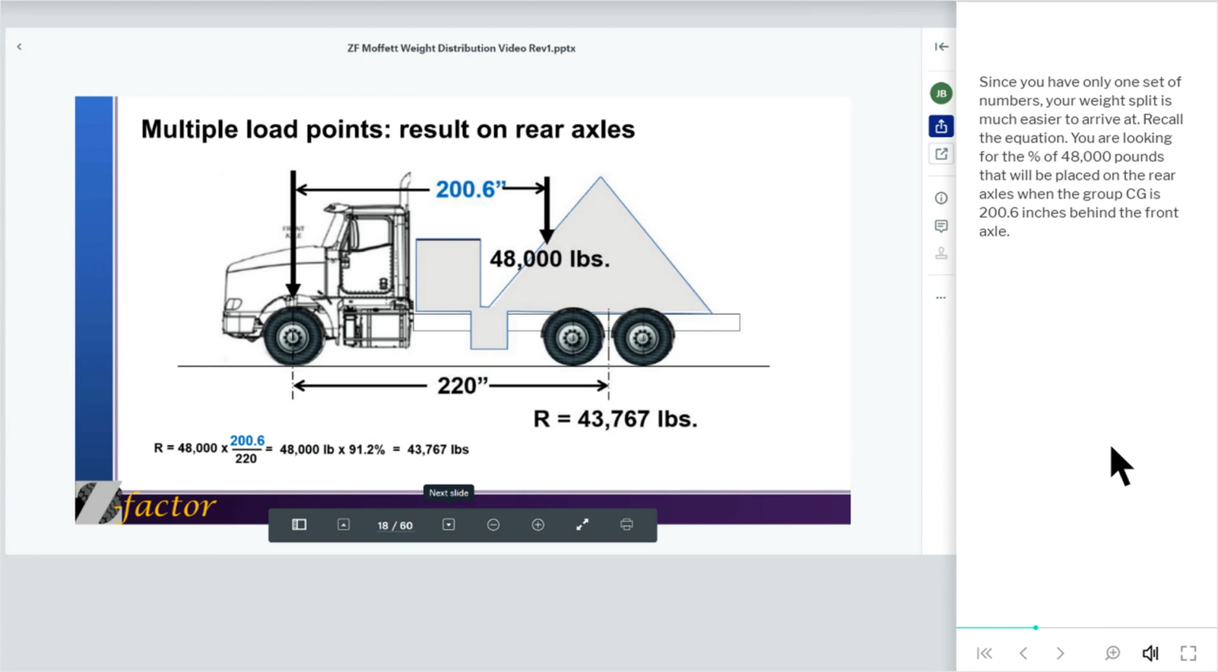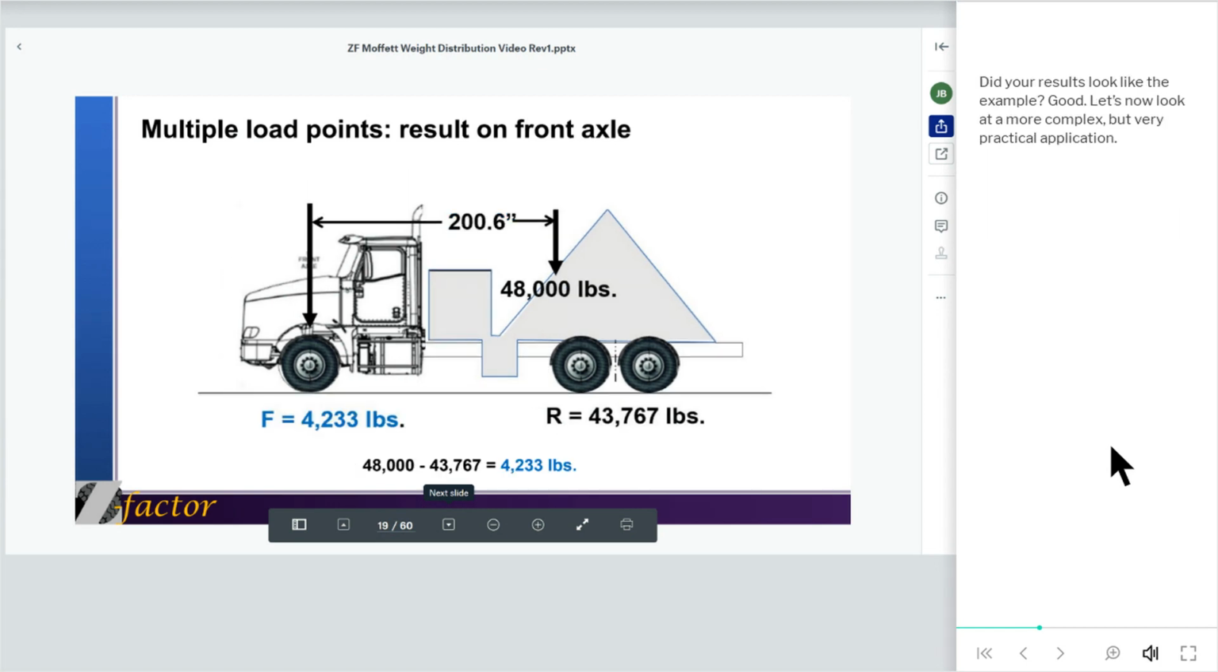Since you have only one set of numbers, your weight split is much easier to arrive at. Recall the equation. You are looking for the percent of 48,000 pounds that will be placed on the rear axles when the group CG is 200.6 inches behind the front axle. Did your results look like the example? Good. Let's now look at a more complex, but very practical application.